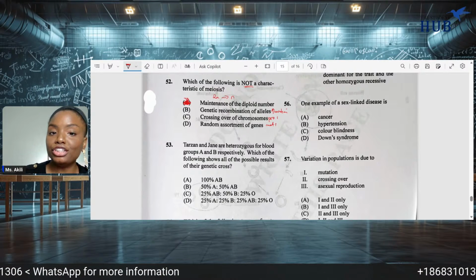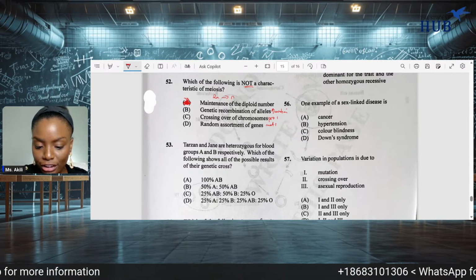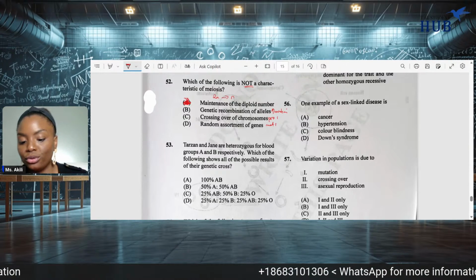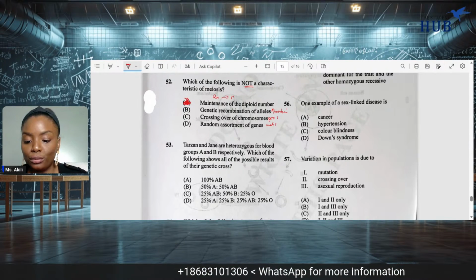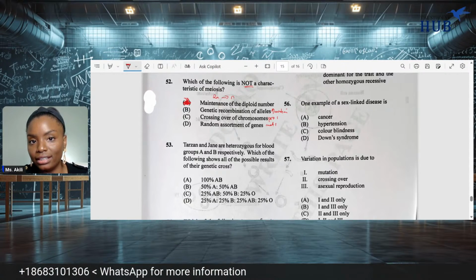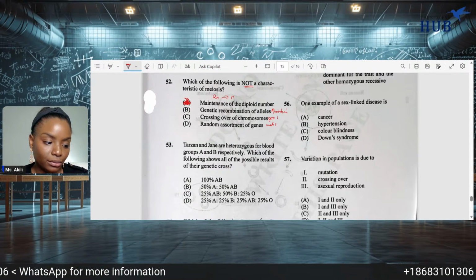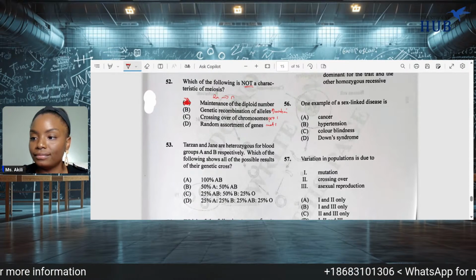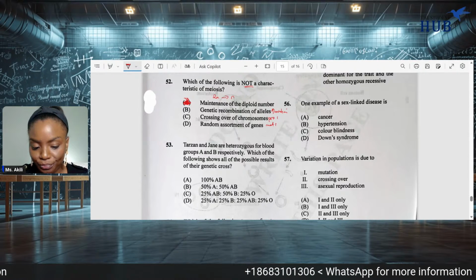It does change grouping of alleles that are inherited together, which is B. It does facilitate crossing over of chromosomes, particularly homologous chromosomes, during prophase 1 of meiosis, and random assortment of genes does occur in metaphase 1. So the answer there is A.